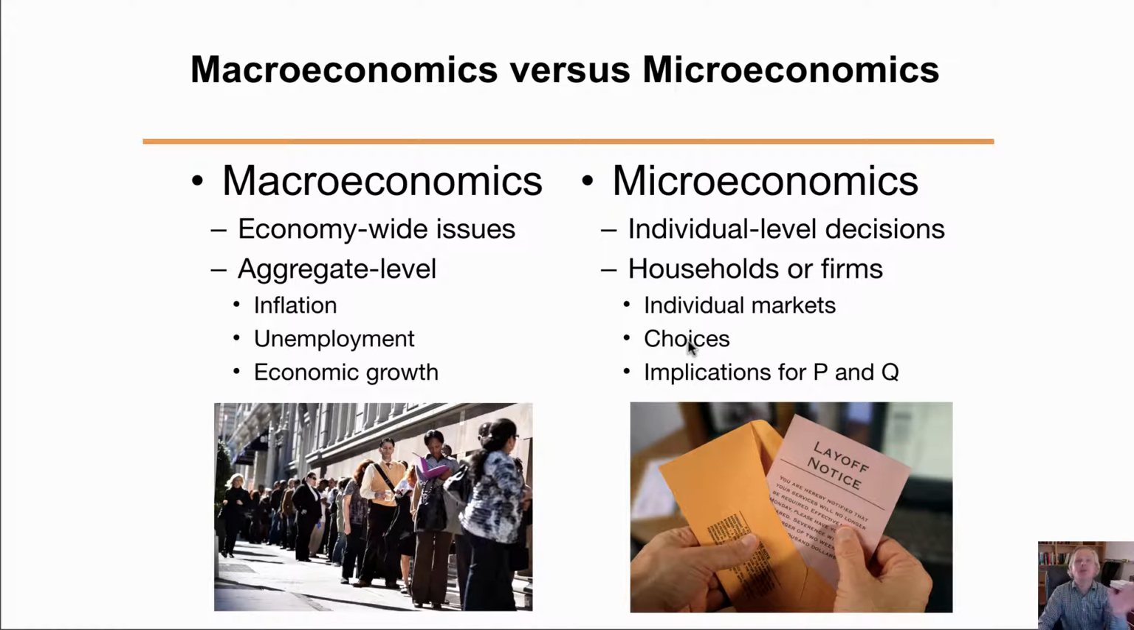But in an intermediate micro theory course, you might look at how individuals make decisions. And in micro, we look at the implications for price and quantity. So how a shift in supply, a shift in demand, elasticity, things like that affect the price and quantity. On macro, in addition to inflation, unemployment, and economic growth, there are other variables we look at, but those are really the big three that we're going to concentrate on in this class.